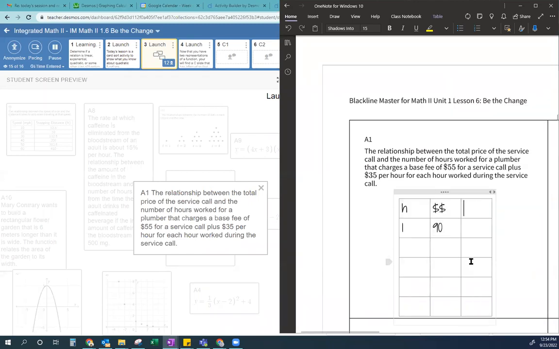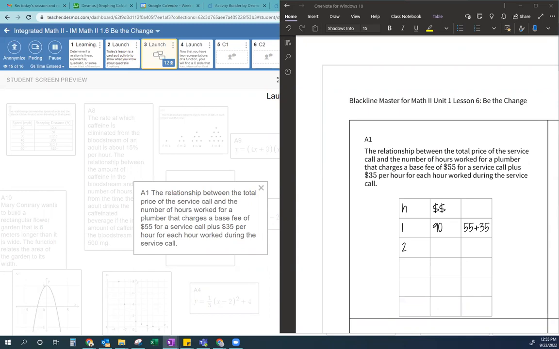So here I got 90, no, 55 plus my 35, right? Okay, well, what if I work 2 hours? What if I work 2 hours? How much money am I getting if I go 2 hours? How much am I making? Okay. Sorry, I'm trying to grab all your really good answers up at the top here. Okay. So how much would I make?